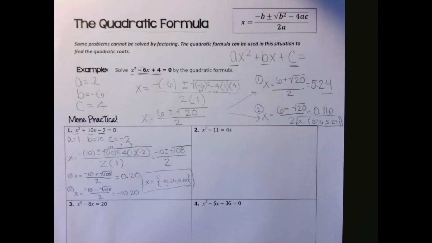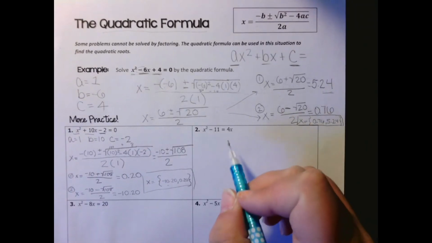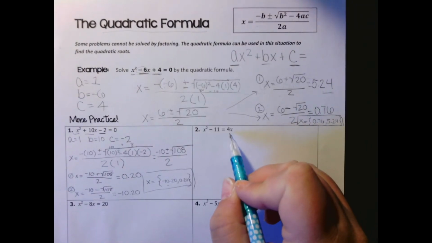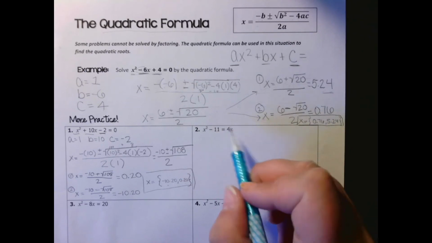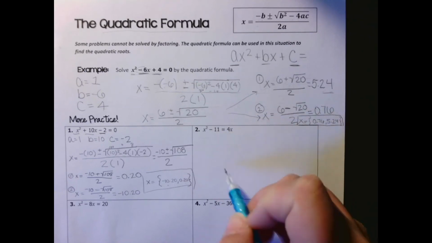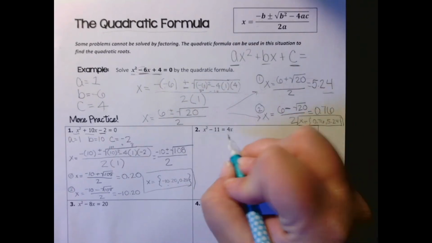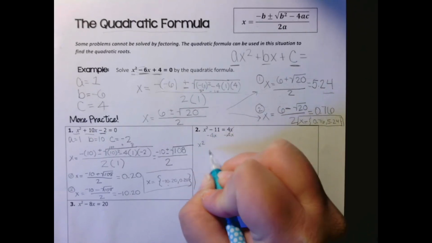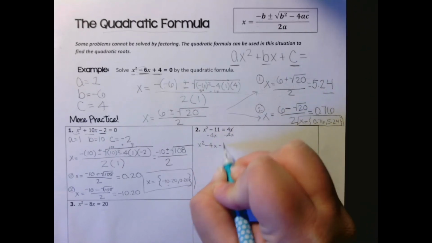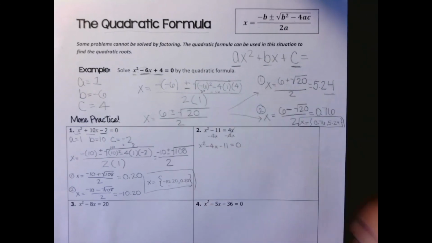Alright, in the number 2, I have x squared minus 11 equals 4x. So I do not have this set equal to 0 yet, so I need to move some things around. So I'm going to move this 4x over to the left side so this is equal to 0. So I'm going to subtract 4x here, those cancel, subtract 4x on this side, and I'm left with x squared minus 4x minus 11 equals 0.